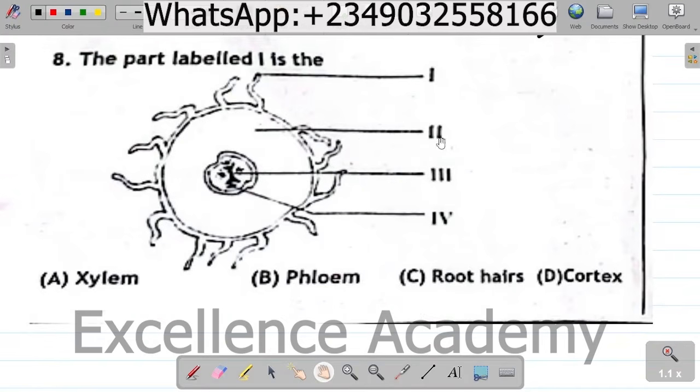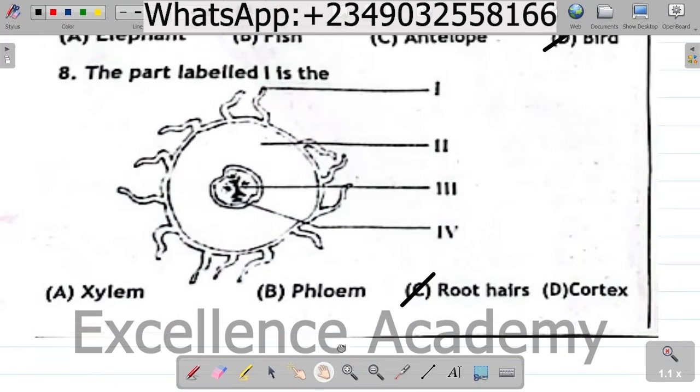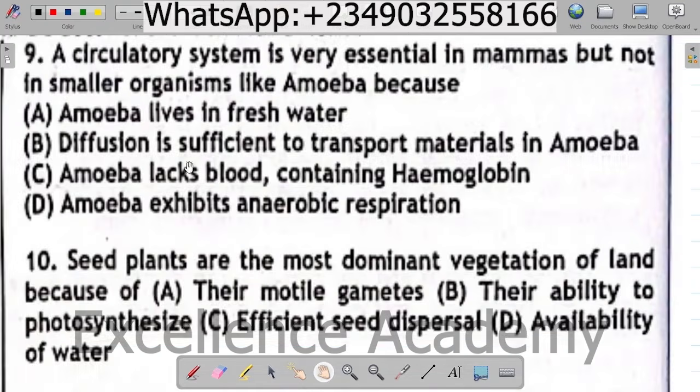Question 8. The part labeled I is the A. Xylem, B. Phloem, C. Root hairs, D. Cortex. The correct option is C. Root hairs. This diagram shows the representation of a dicotyledonous root with I representing the root hairs, II representing the cortex, III representing the phloem, and IV representing the xylem. So the correct option is root hairs. Question 9.